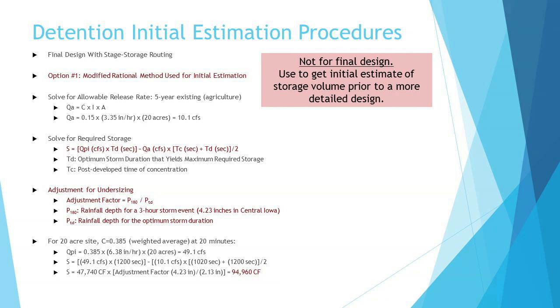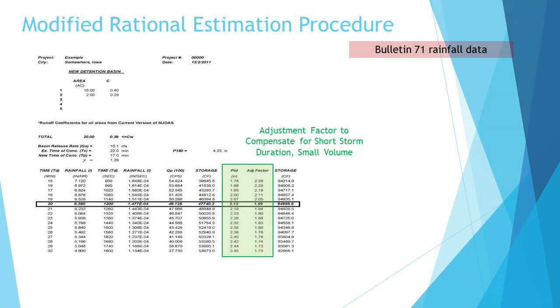So that's almost double what the other method told us. And again, the spreadsheet's a little more complicated, but you can see this was done with a spreadsheet, fairly easy to use, and it has this little correction factor in for that short duration storm. So that's one way of getting a target.